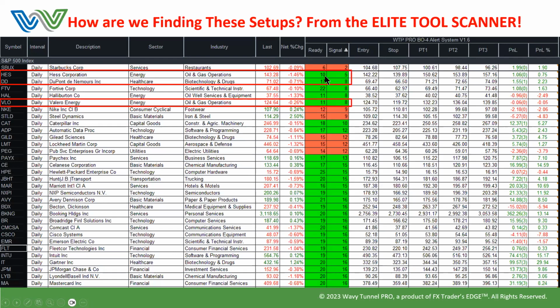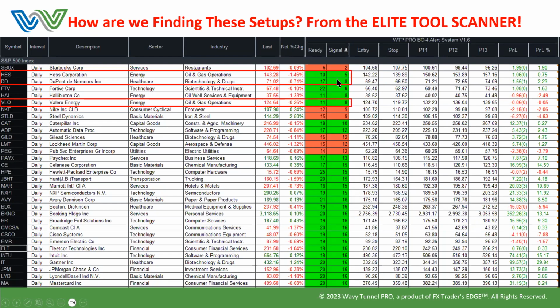This is a scanner on the daily chart. So we have the ready, and we have the signal, and we have the entry, the stop, and the 3 different profit targets. Okay. So on Hess, the ready occurred 10 candles ago. The signal occurred 5 candles ago. So the ready is when the gray arrow appears, or the triangle in this case, and the signal is when price closes above the signal line, which is the 12 EMA.